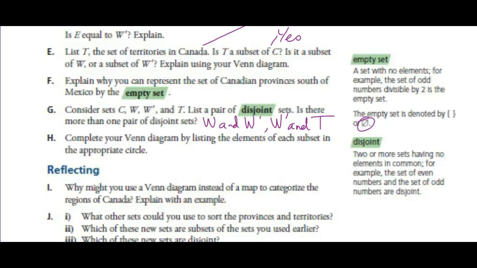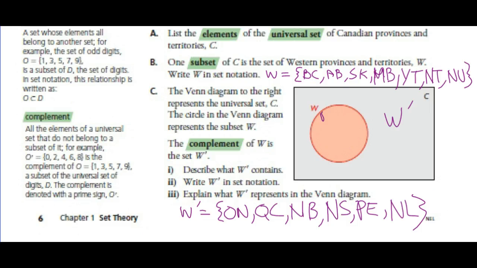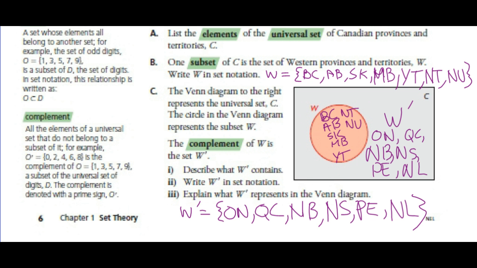Complete your Venn diagram by listing the elements of each subset in the appropriate circle. Because we wanted to list these inside, we would just put BC, Alberta, Saskatchewan, Manitoba, Yukon. And if we wanted to list W prime, we would go out here and go Ontario, Quebec, New Brunswick, Nova Scotia, PEI, and Newfoundland and Labrador.